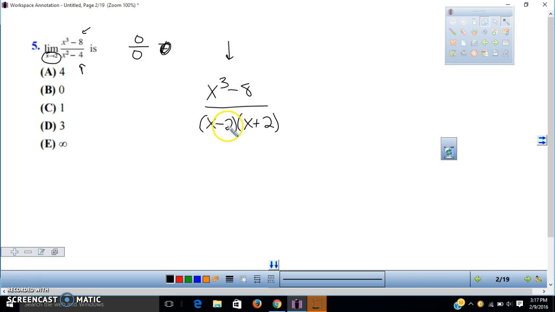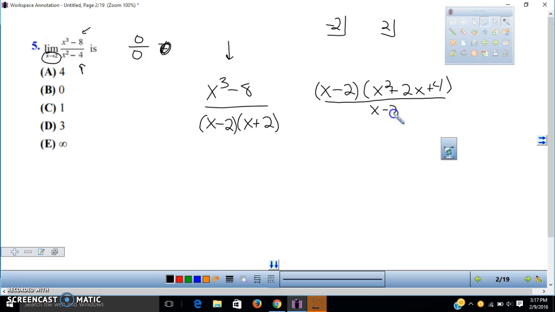Divide that top part by x minus 2 or x plus 2 using good old synthetic division and see if they work out. But I know from my tricky days back in good old Algebra 2, that does factor into x minus 2 times x squared plus 2x plus 4. Alright? It's an old trick.